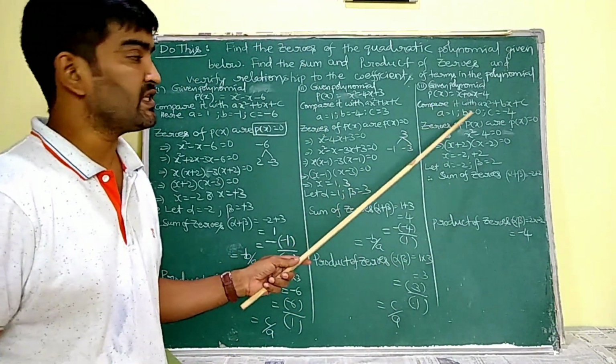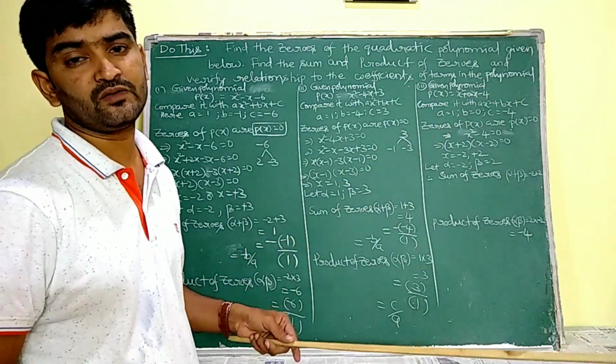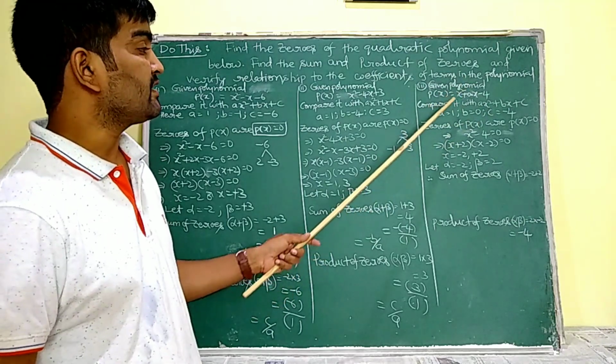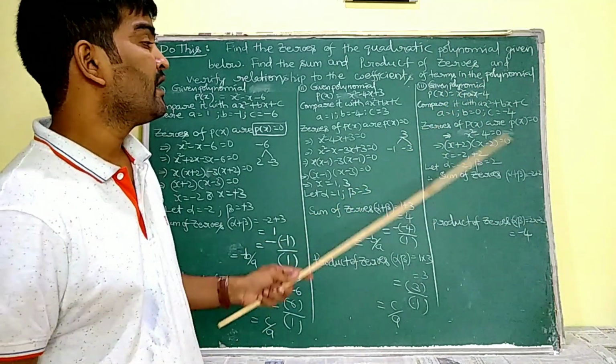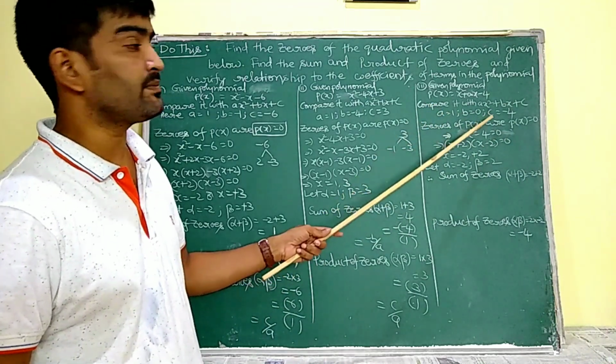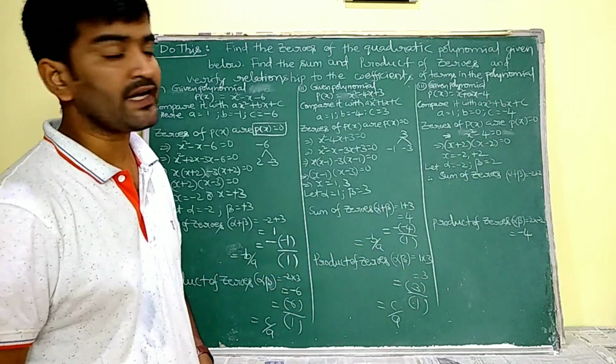Similarly, the third problem. Here the given polynomial is p of x is equal to x square minus 4. Here the x term is missing. That is why we write this as x square plus 0 into x minus 4. By comparing it with ax square plus bx plus c, a is equal to 1, b is equal to 0, and c is equal to minus 4.